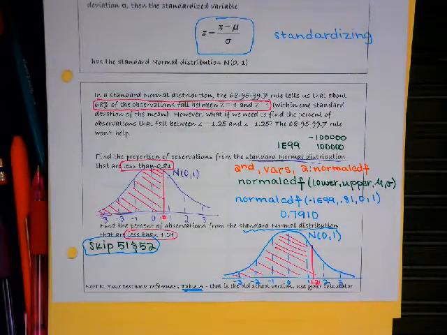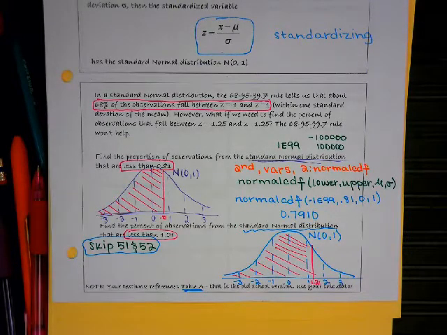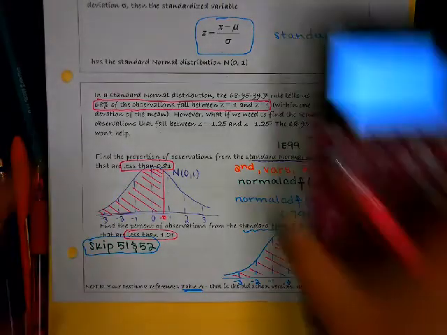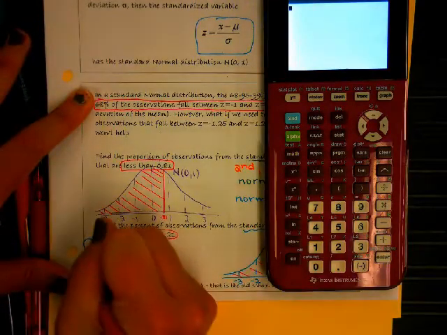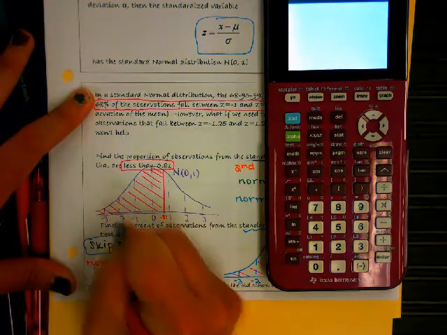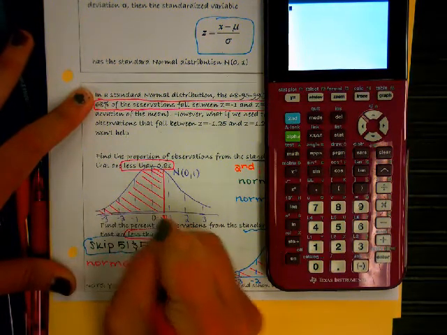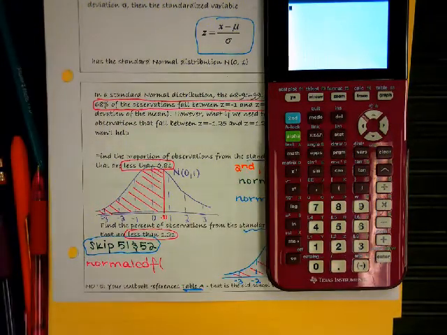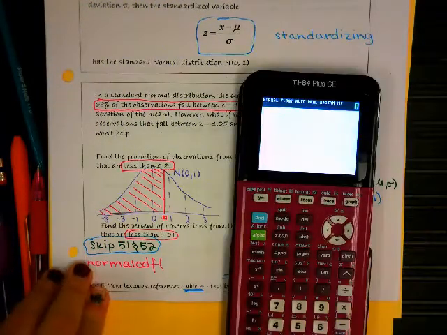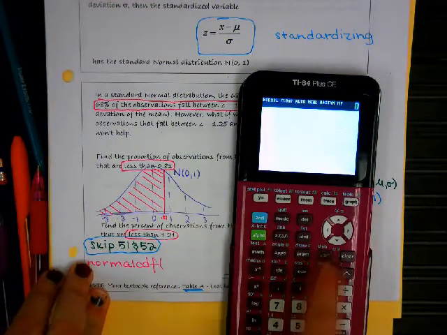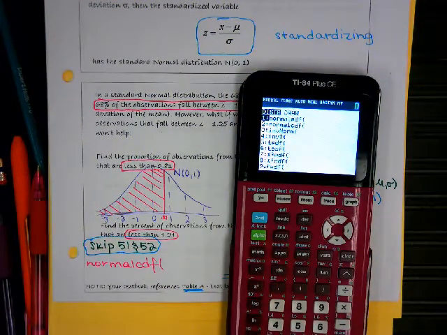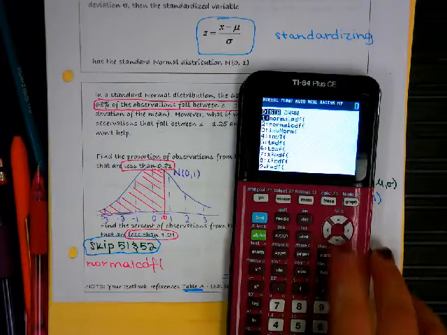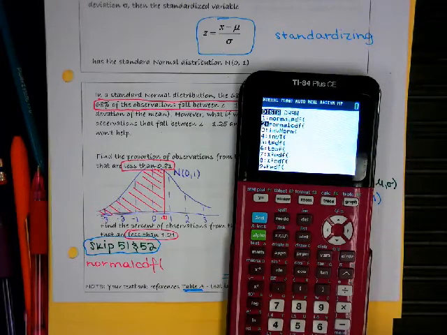So, anybody remember the function from yesterday? Alex? The second VARS and then number 2 normal CDF. Thank you, sir. And then lower and upper down, so it's the lower point. And then the mean and the standard deviation. Awesome, thank you. So normal CDF, which like Alex said, you're going to hit second VARS. We want number 2. Number 1 is a PDF. We'll get there eventually, but for now we use CDFs.